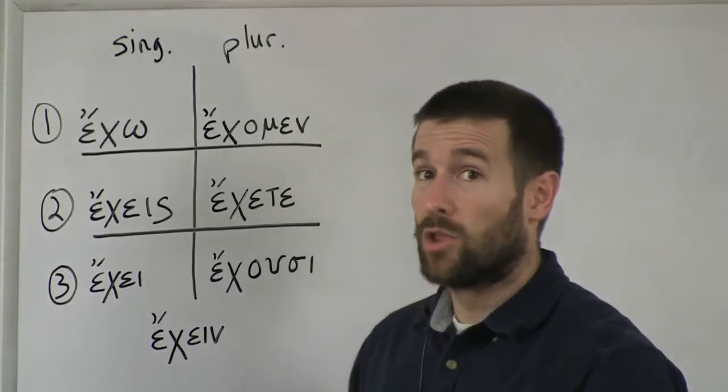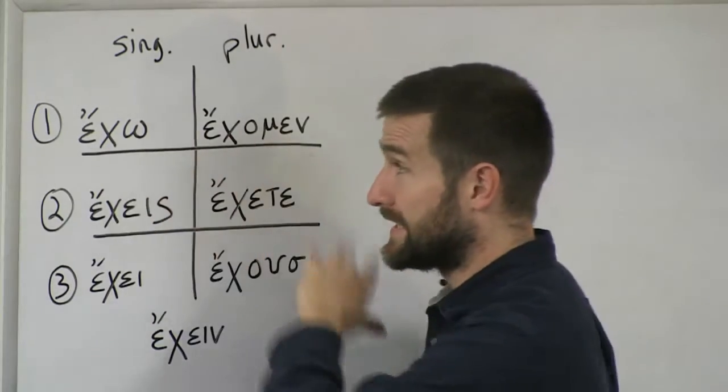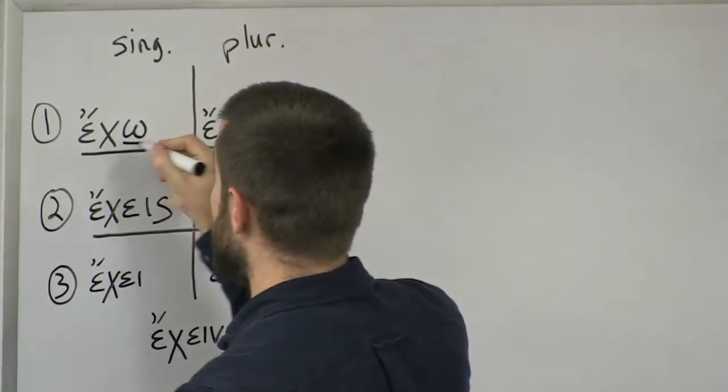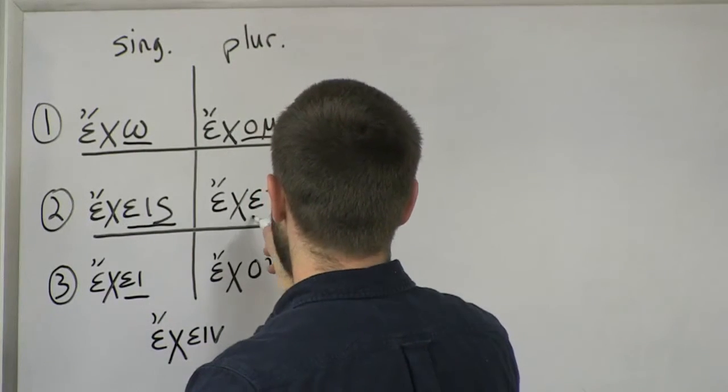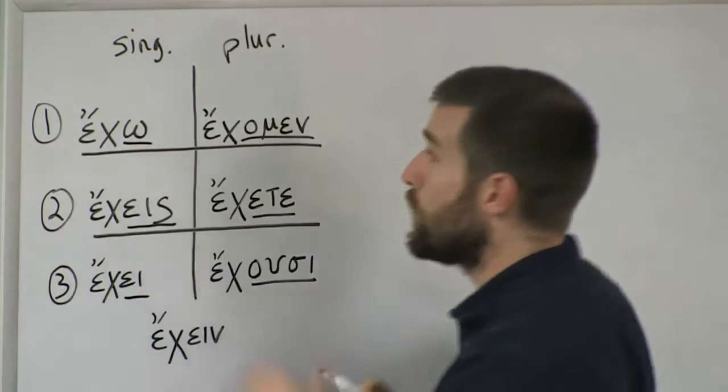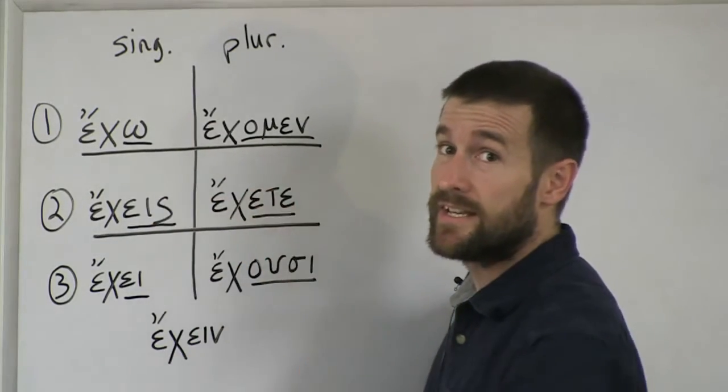Now, a lot of the verbs are going to follow this exact pattern and have these same endings. This o, is, e, omen, ete, usi. So you want to learn those endings. These 6 endings are very important.